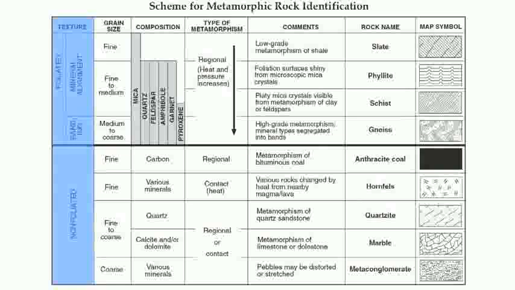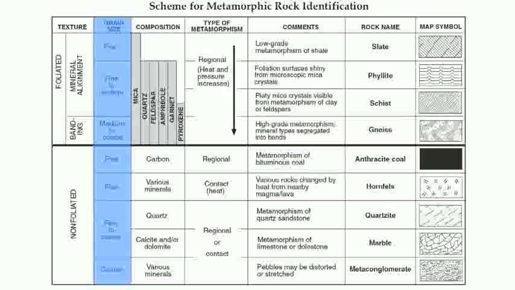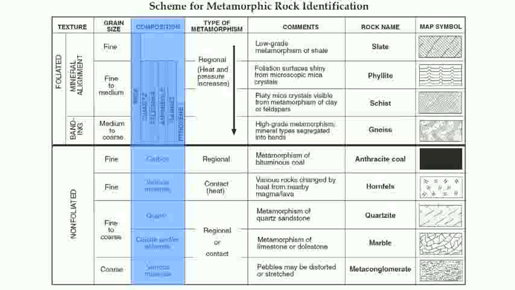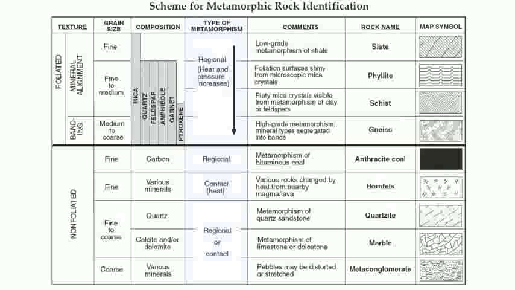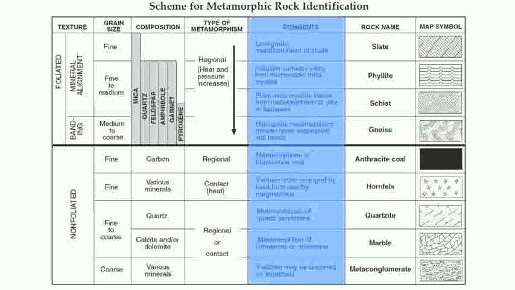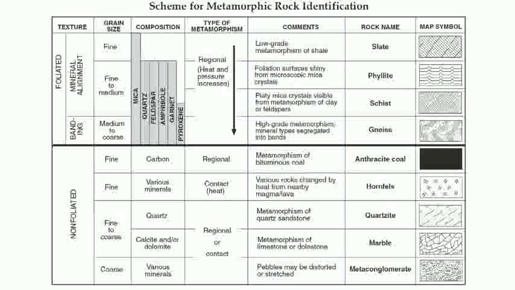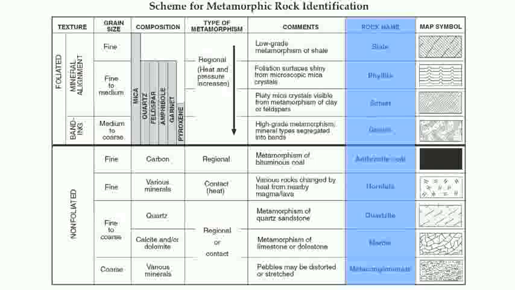First off, you have texture, foliated versus non-foliated. Foliated rocks can be either categorized as mineral alignment or banding. Next over, you have grain size or crystal size, small, medium, and large, fine being the smallest, coarse being the largest, in regards to the visual size of the crystals in the rock. Composition is going to be the actual individual mineral or minerals that make up your type of rock. Next over is type of metamorphism, regional versus contact. Next over is going to be your comments, very important information found in your comments. Next over is going to be your rock name. And then finally your map symbol.